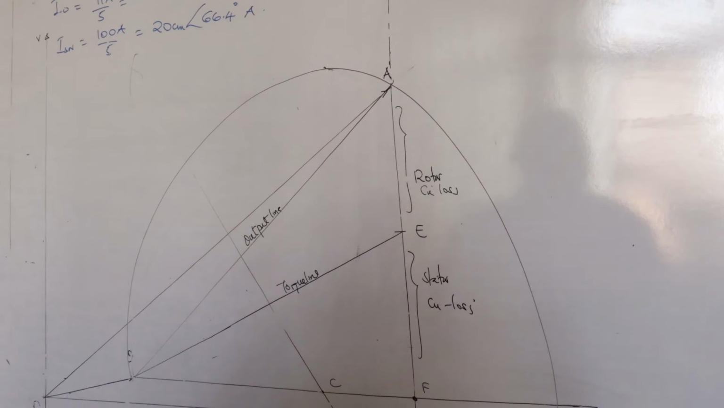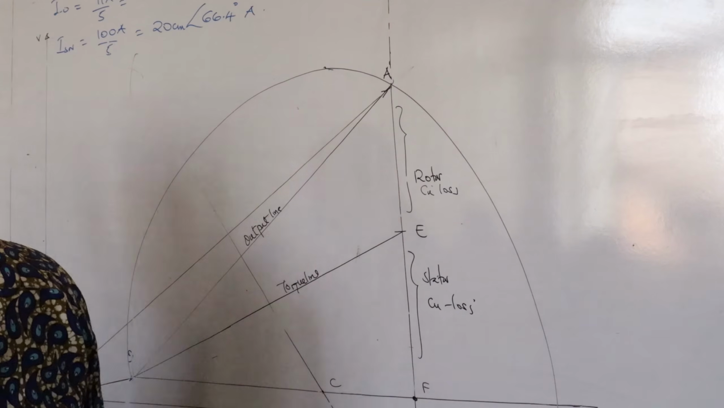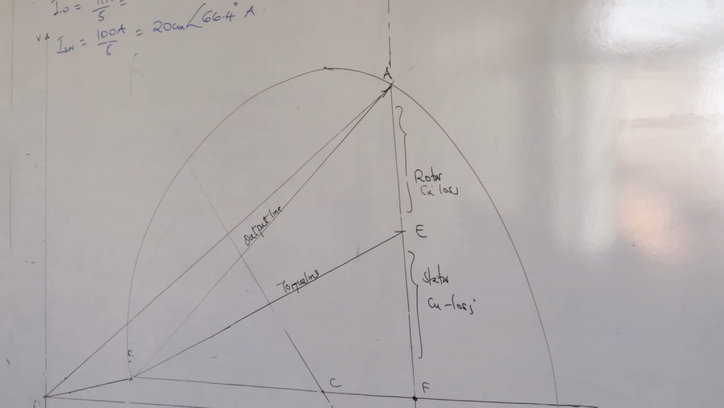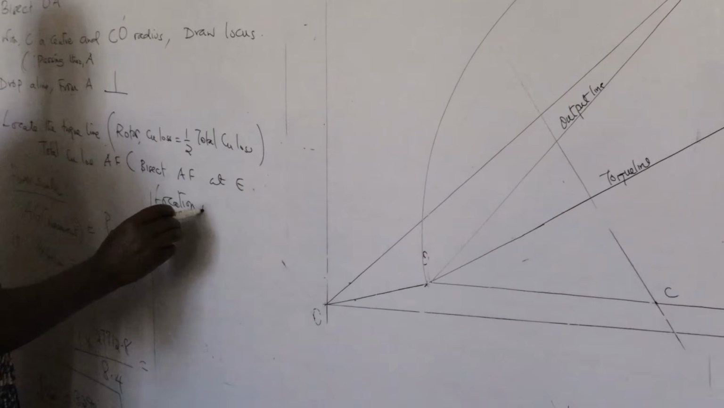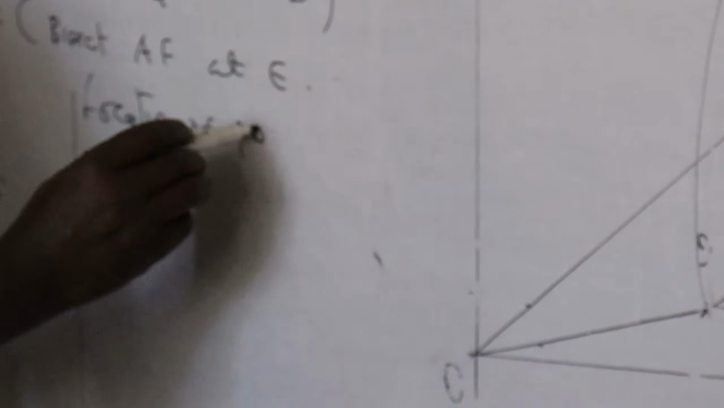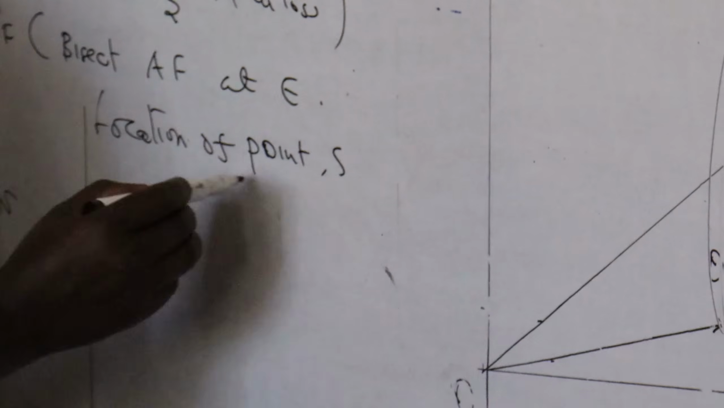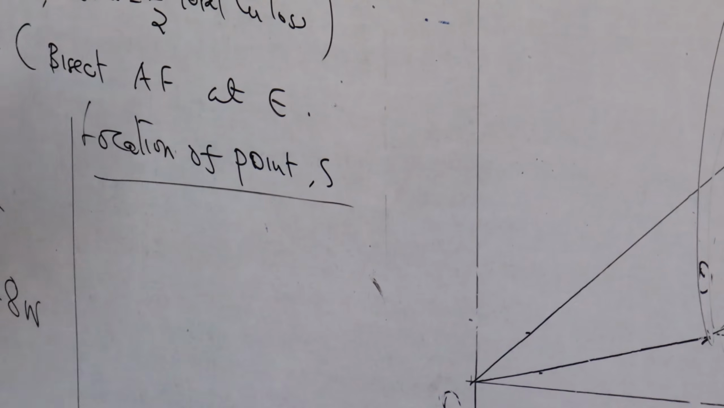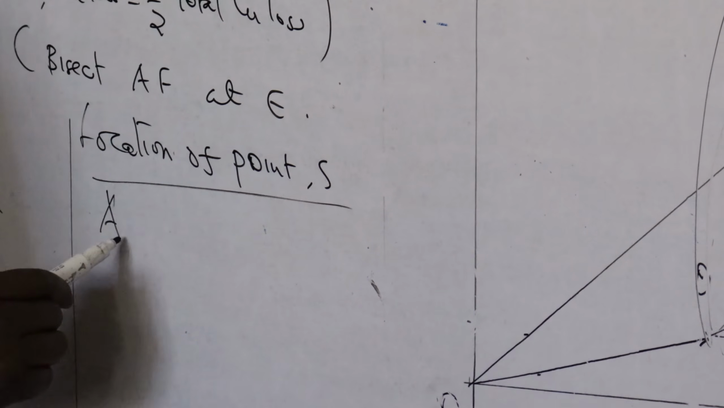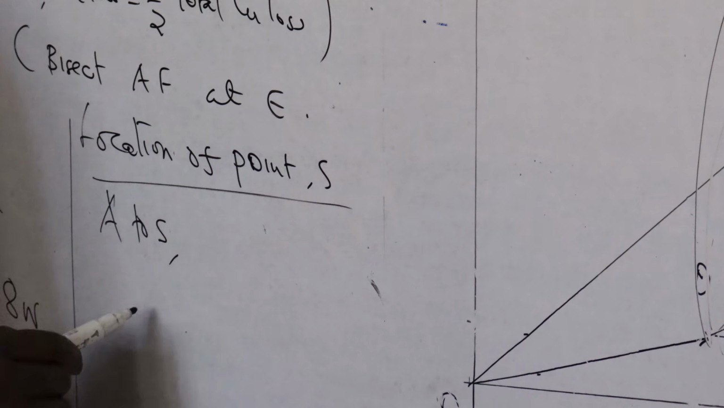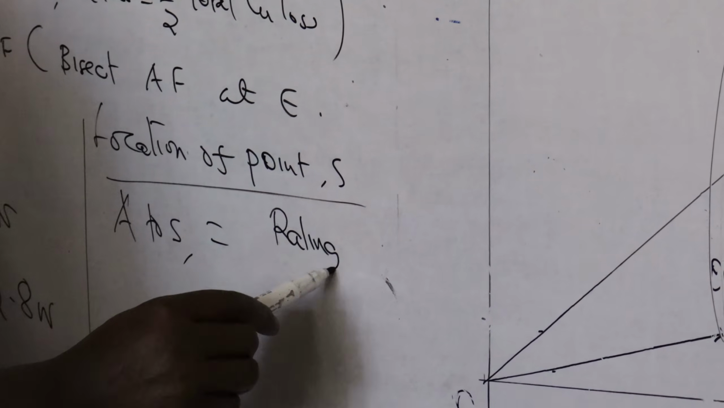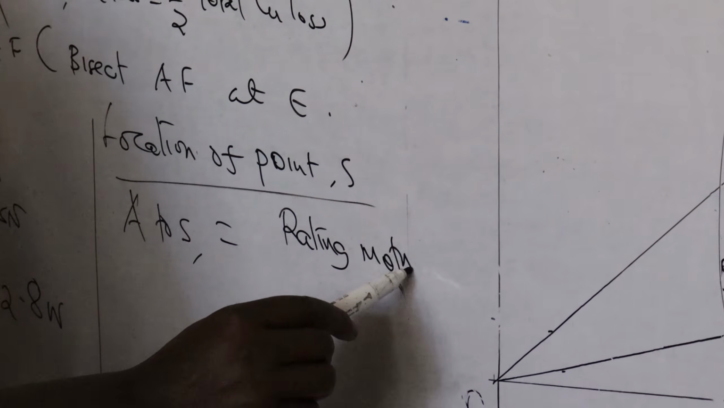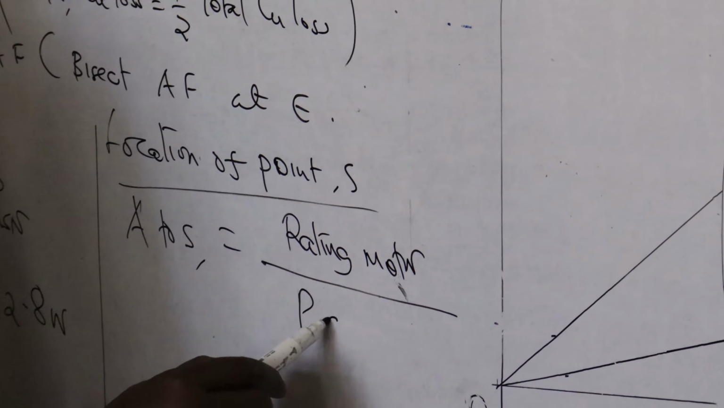Now how do we get this point S, the location of point S? This is how we get S. A to S in measurement is equal to the rating of the motor over power scale.